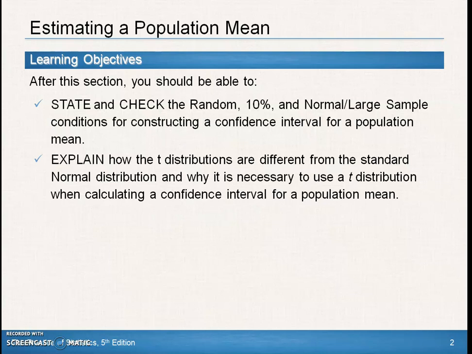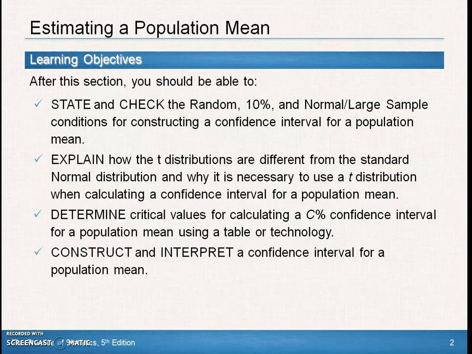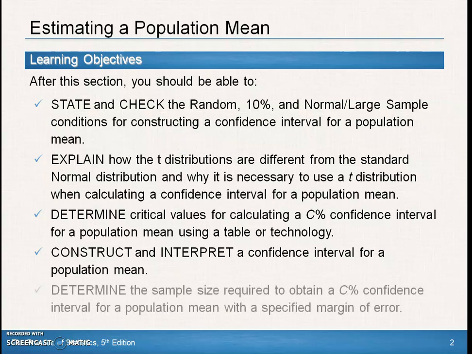Explain how the t-distributions are different from the standard normal distribution, and why it's necessary to use a t-distribution. Determine the critical values for calculating a C% confidence interval for a population mean using a table and technology, your calculator. Construct and interpret a confidence interval for a population mean. And determine the sample size required to obtain a C% confidence interval for a population mean with a specified margin of error.